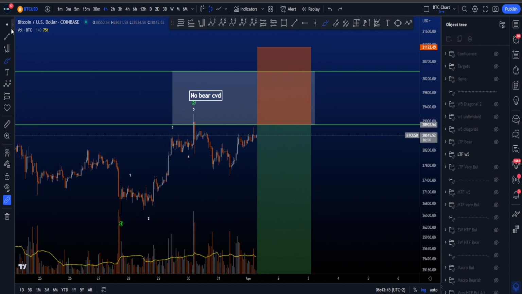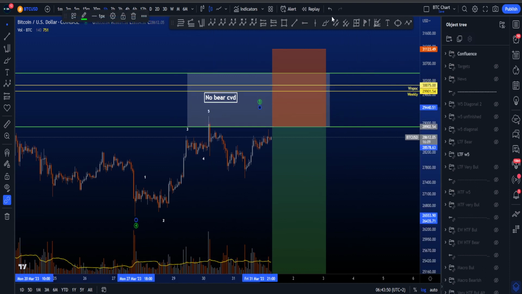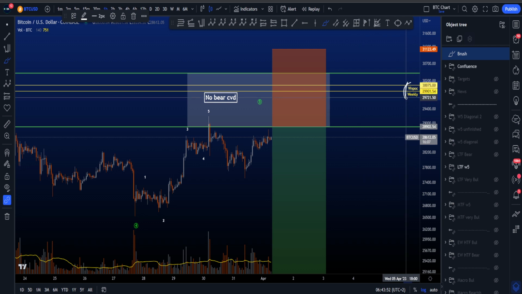So far, we haven't seen it yet. So I still would like price to go up just a little bit more, besides the fact we also still have some nice confluence that we are kind of reaching, but not yet.